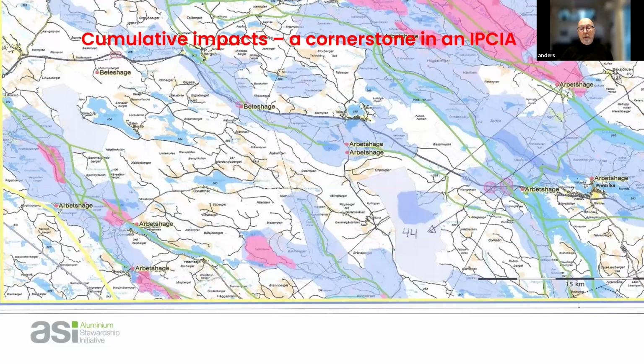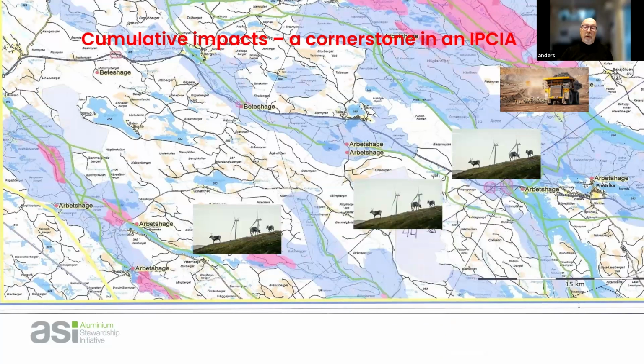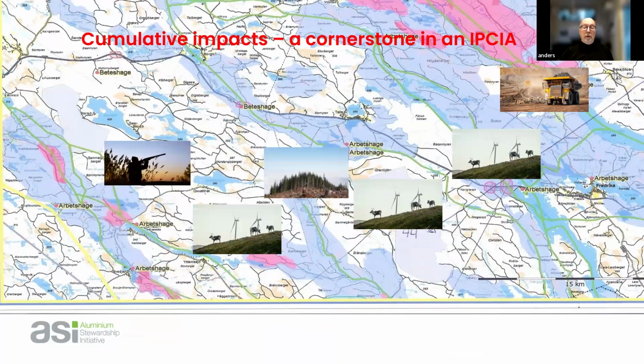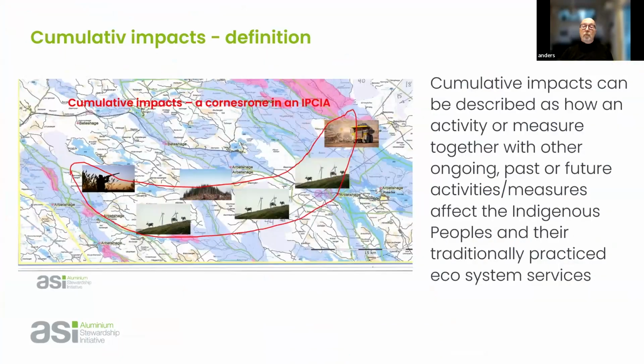This is a map from a Swedish Sámi community where they are practicing reindeer husbandry. A mine was coming up and it had to be investigated, but simultaneously we saw one windmill park, another windmill park, and a third windmill park. And together with aggressive forestry and hunting tourism, we saw a barrier through the landscape. So what we could say is that the cumulative impact can be described as how an activity or measure, together with other ongoing, past or future activities and measures, affects the Indigenous people and the traditionally practiced ecosystem services, as in this example.